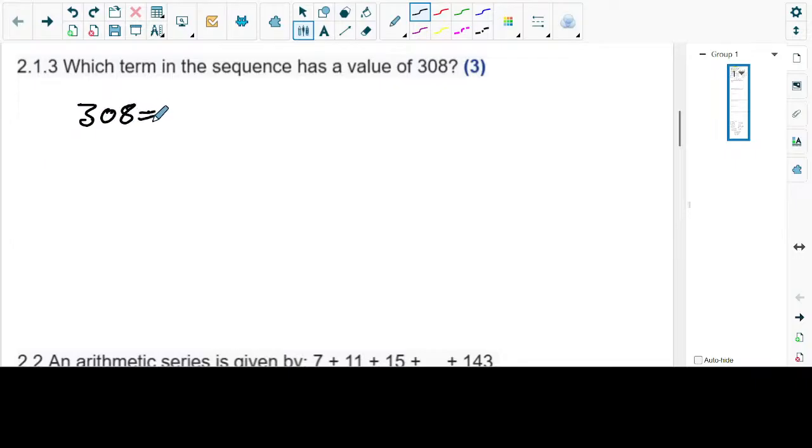Let's write the formula first. Remember, the senior marker is going to penalize you. You know him. I started to get excited.